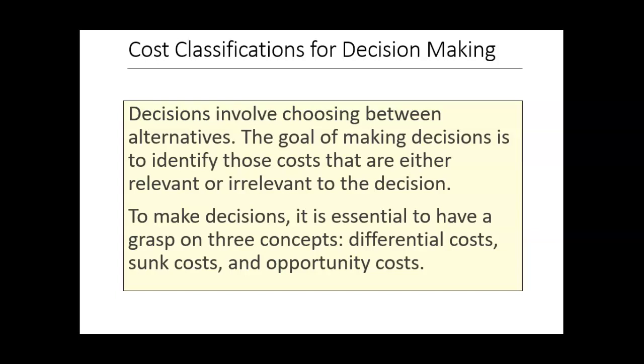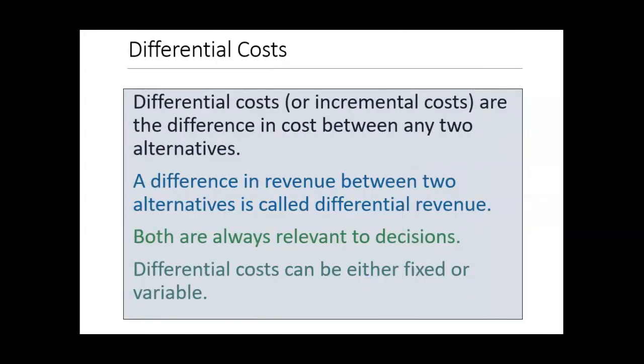So we're saying that I could purchase item A or I could purchase item B. And we'll look at what factors are relevant in our decision-making process. In order to make a decision, we must understand three concepts: differential costs, sunk costs, and opportunity costs. If you have a good grasp on these terms, it will assist you in your decision-making process.